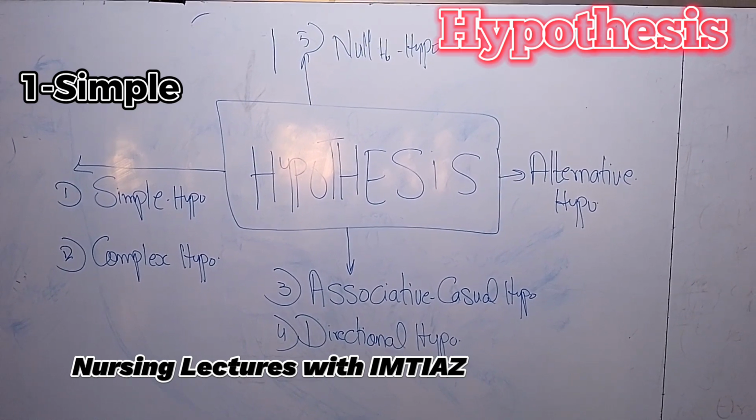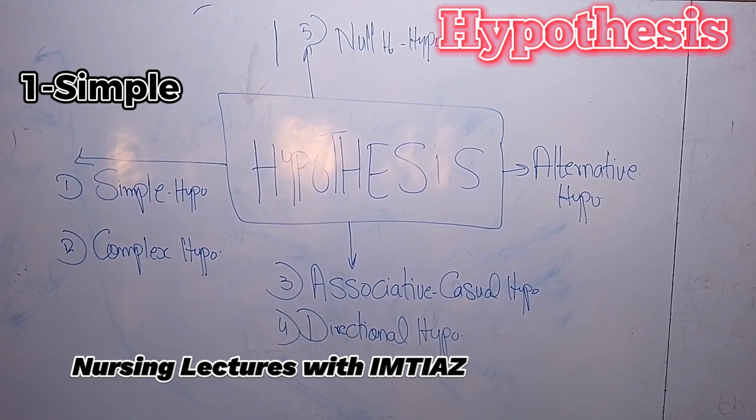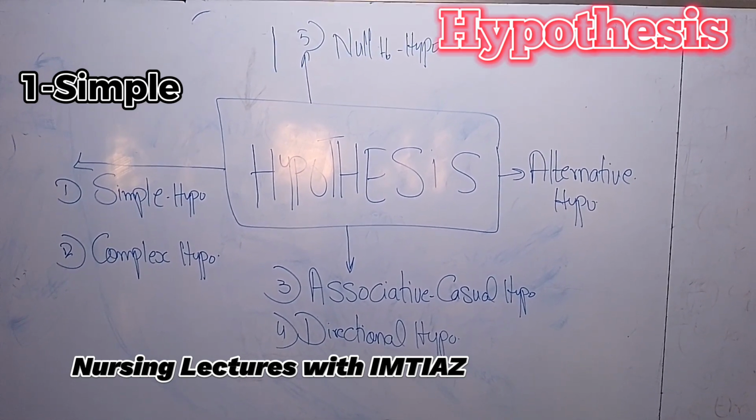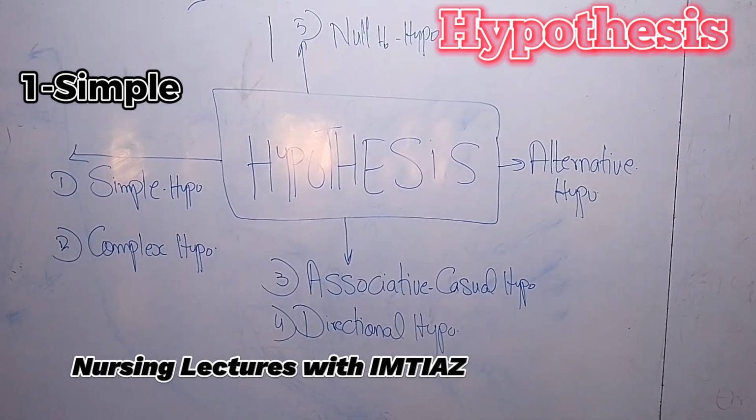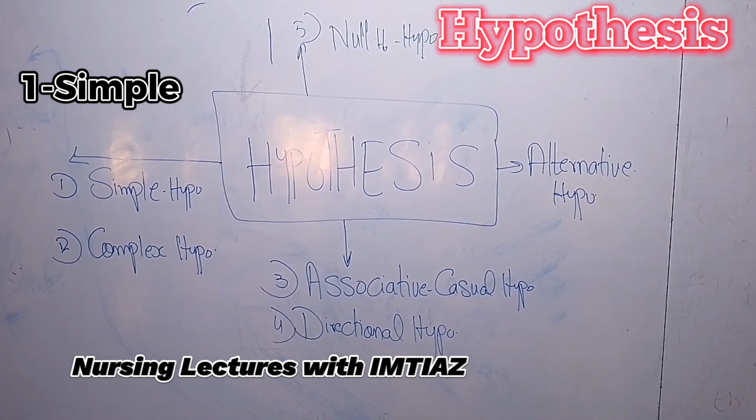For example, diet compliance will be greater in diabetic patients receiving diet instruction in small groups than in diabetic patients receiving individualized diet instruction.